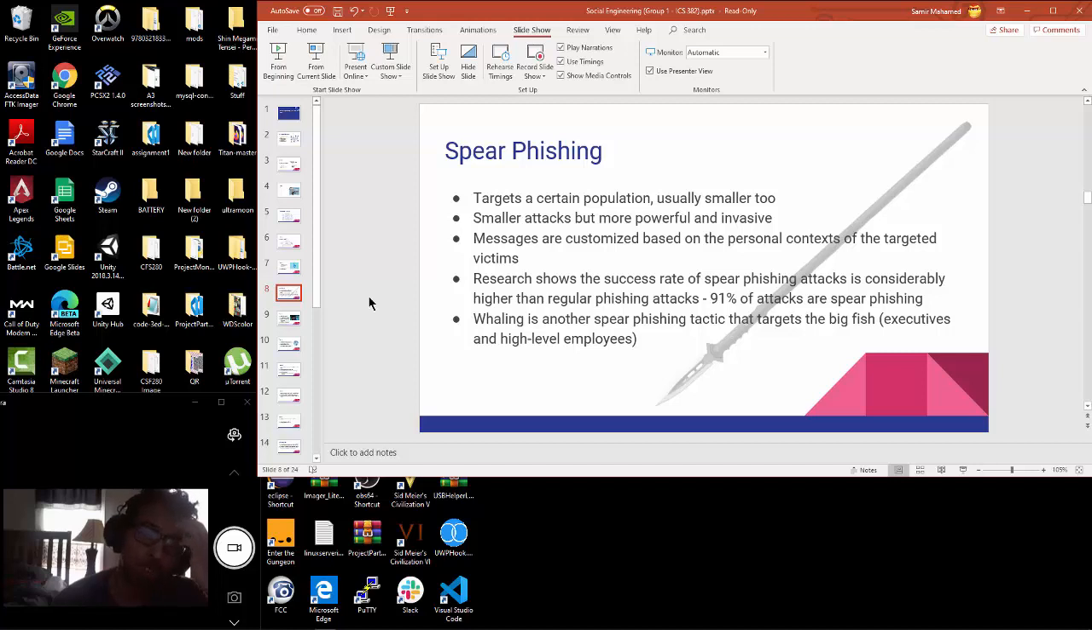Spear phishing, this was interesting. These are small attacks, but they cause massive damage. Usually they're targeting a certain population. A good example is the CEOs, because here's one that I've heard of. Apparently, you know how they wire cash over to some companies, for example, a manager has been asked to wire cash for a sale somewhere, but the person is using the phone number of the person.